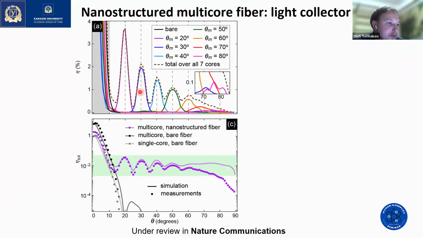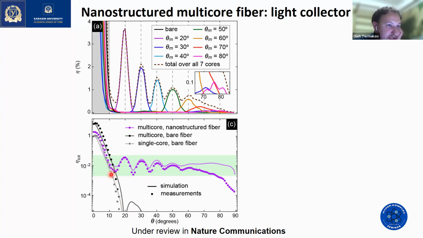And each core is optimized to couple the light at a specific angle of incidence, like 20, 30, 40, 50, 60 degrees, etc. Here you can see the measurement result. So we have 7 lines corresponding to the measurements from 7 cores. And here, this is the integral signal from the whole fiber. The solid line corresponds to the simulation and dots to the measurements.